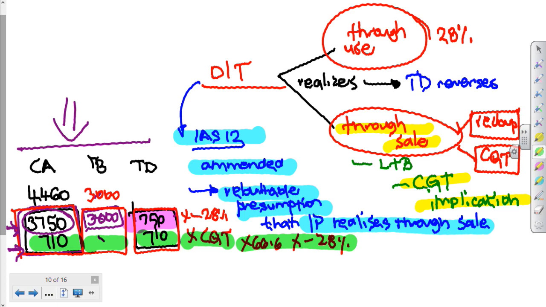So for the building, I'm going to have to split cost and above cost. Below cost, it's normal tax. It realizes through use. It's 28%, or it'll be a recoupment. Yeah, there'll be a recoupment if it's through sale, and that's at 28%. Above cost, it's capital gains tax, so it's CGT 66.6 and 28.